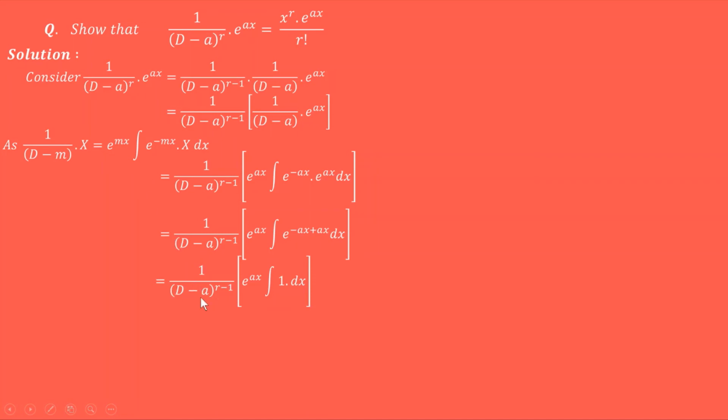So this will become e^0, that is 1, and so we get this is equal to 1/(D-a)^(r-1) into the bracket e^(ax) integration of 1 dx. Integration of 1 is x. So this is equal to 1/(D-a)^(r-1) into the bracket e^(ax) into x. And therefore 1/(D-a)^r e^(ax) is equal to 1/(D-a)^(r-1) x e^(ax).